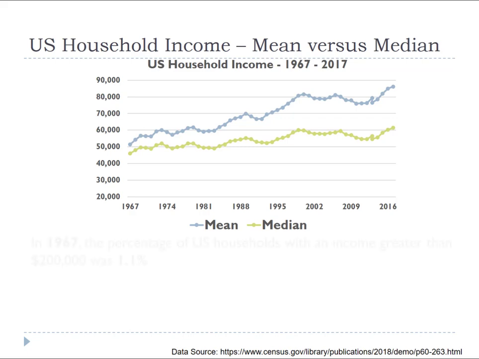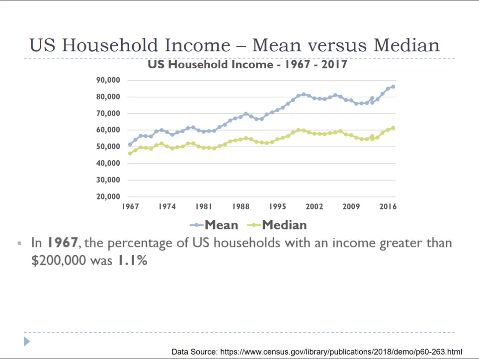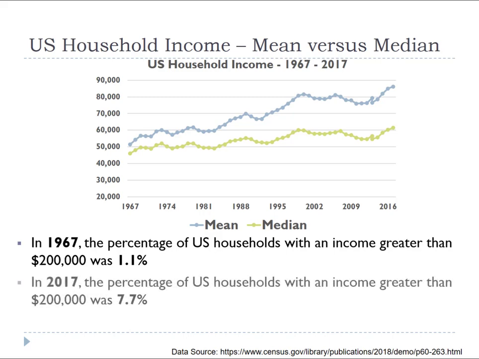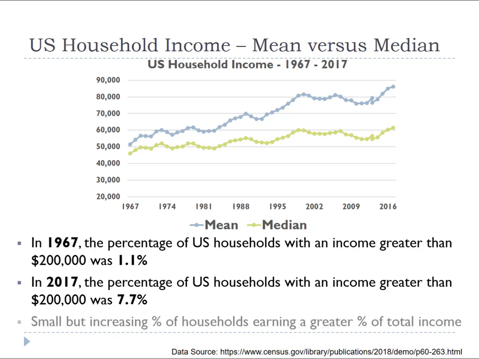According to the table, in 1967, the percent of US households with an income greater than $200,000 was 1.1%. This percentage has been slowly but steadily increasing over the decades, with 7.7% of households in 2017 earning more than that figure. In other words, a small but increasing number of US households are earning a greater percentage of total income.